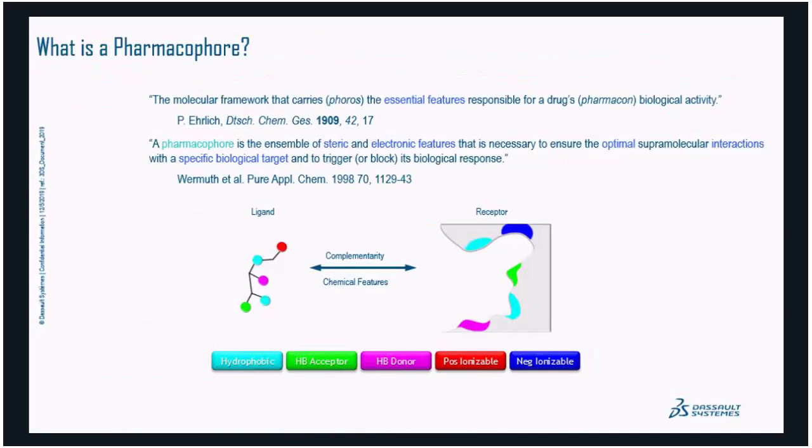let's backtrack and ask the question: what exactly is a pharmacophore? There's a definition from the paper that defines a pharmacophore as the molecular framework that carries the essential features responsible for a drug's biological activity. The way I think about that is, if you have a series of ligands that are known to bind a particular protein, those ligands are going to interact with the protein in a particular way and form particular interactions. Then those common feature interactions form a pharmacophore. That's how I think about a structure-based pharmacophore.